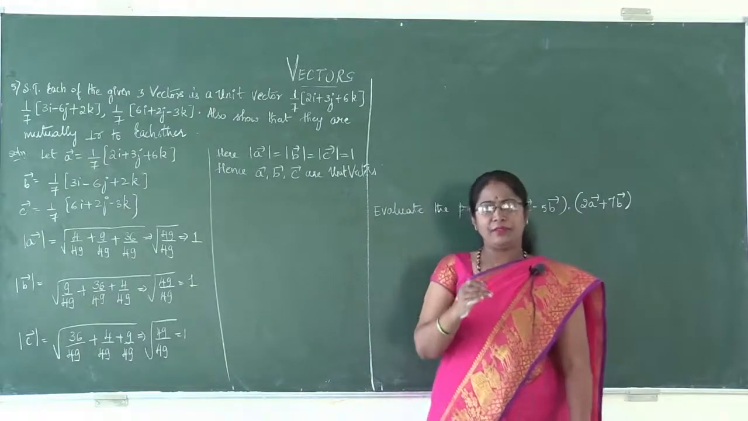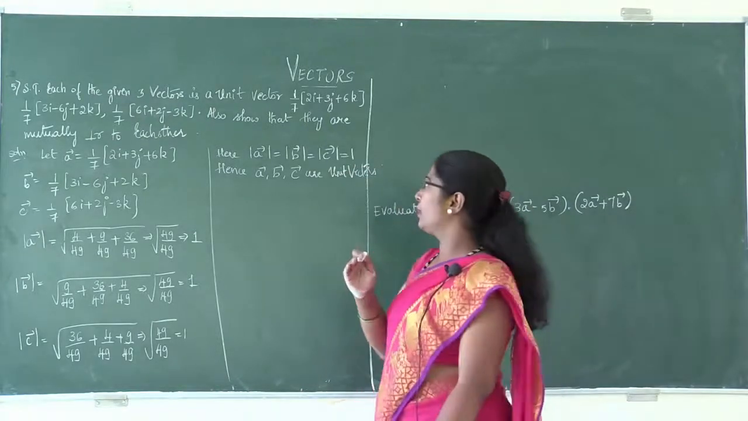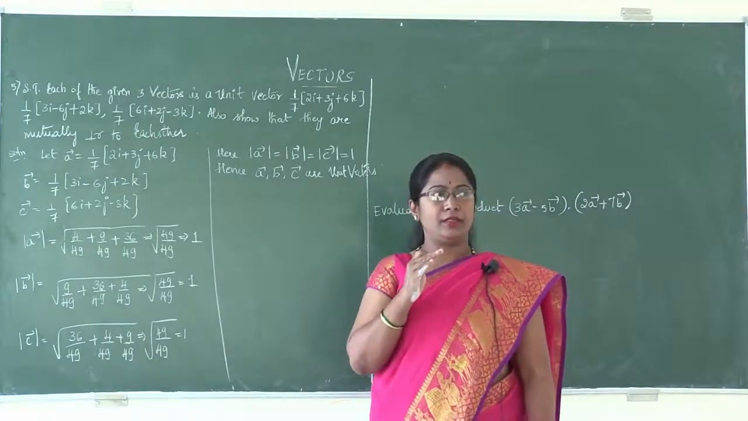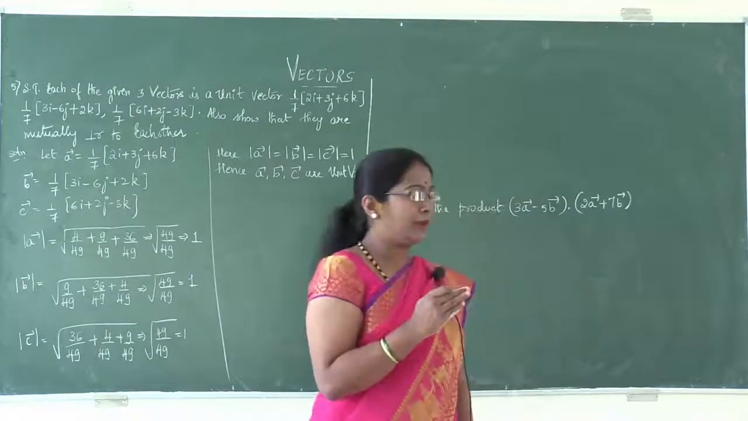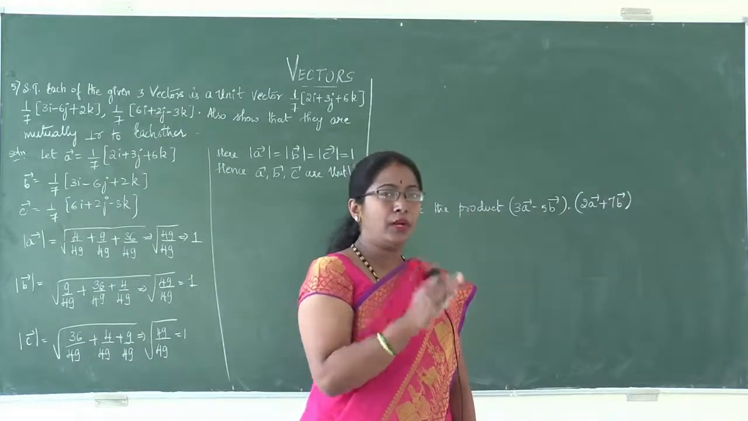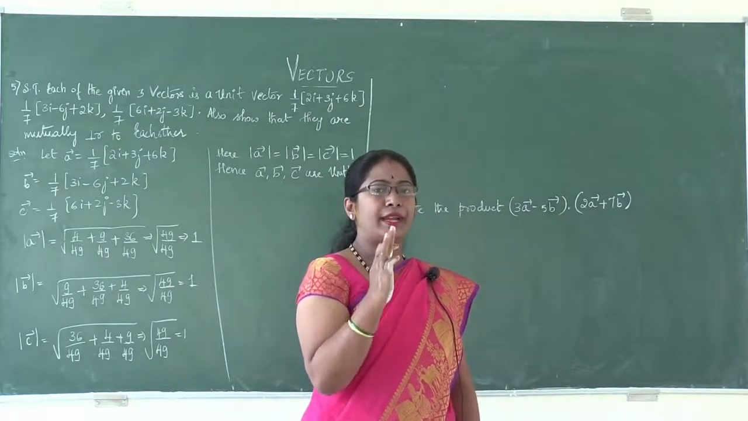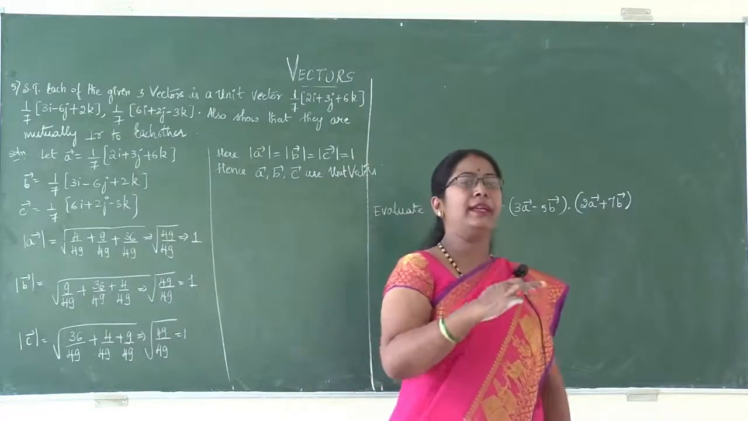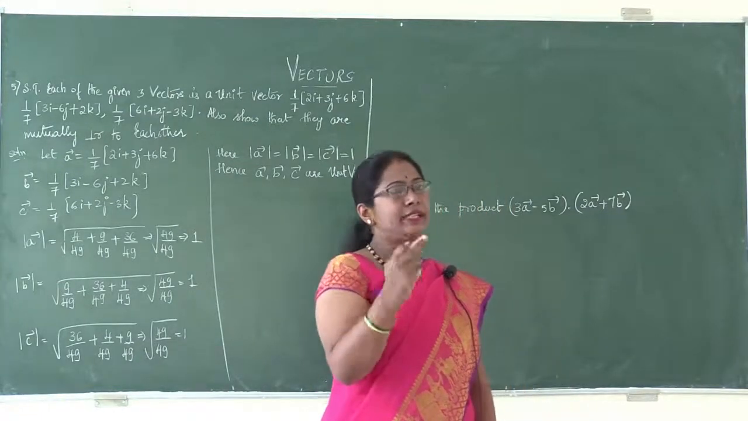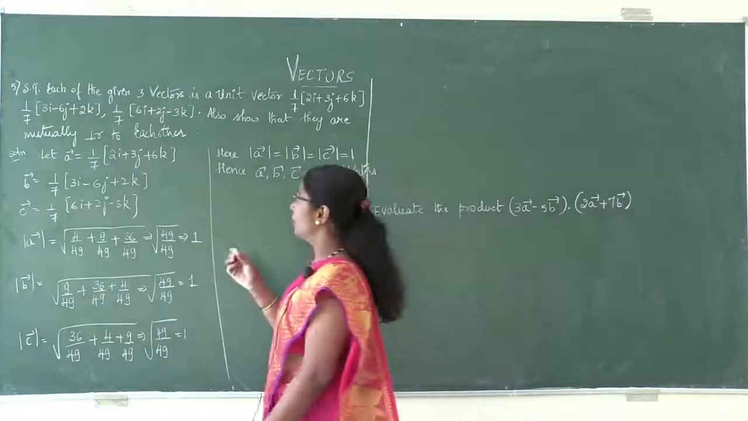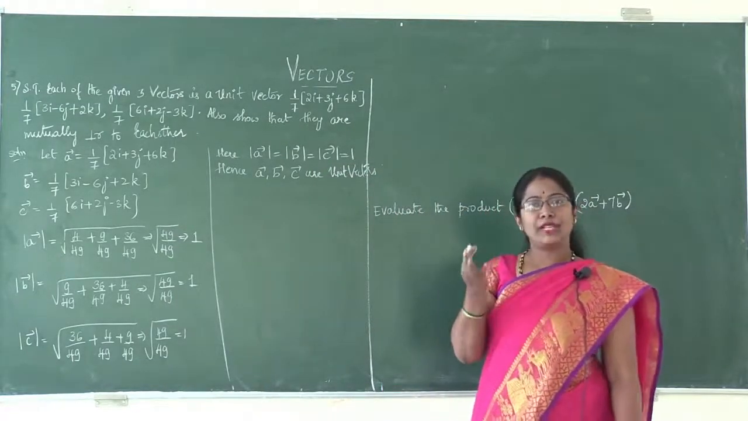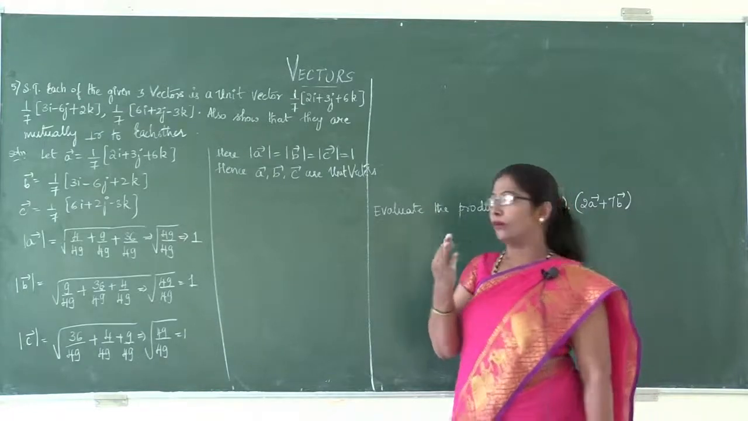This is the first half of the question. What is the second half of the question? We need to show that they are mutually perpendicular to each other. When do we say they are mutually perpendicular to each other? Only when the dot product of these two vectors is equal to 0. Either we need to find A dot B, again we need to find B dot C, and again C dot A in the cyclic order. So in order to prove that they are mutually perpendicular to each other, we shall consider the dot product of two vectors.